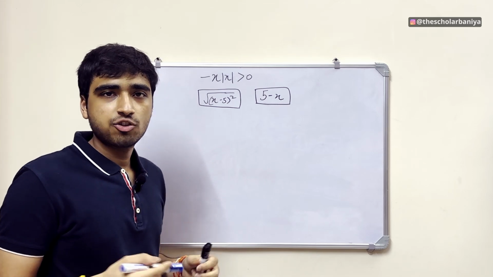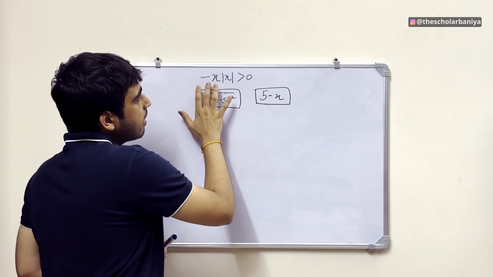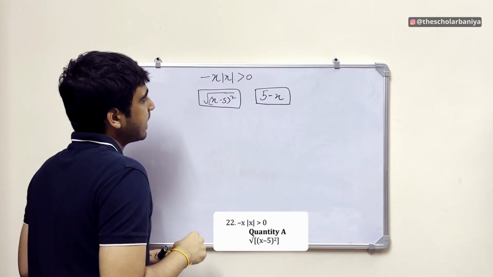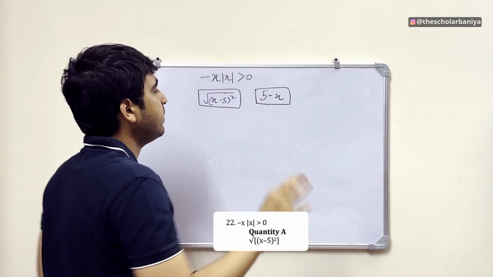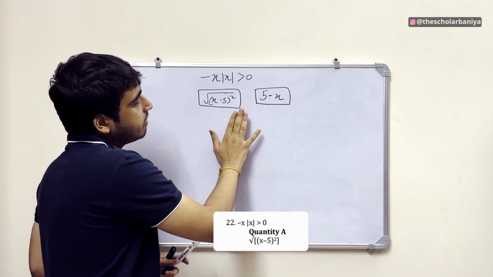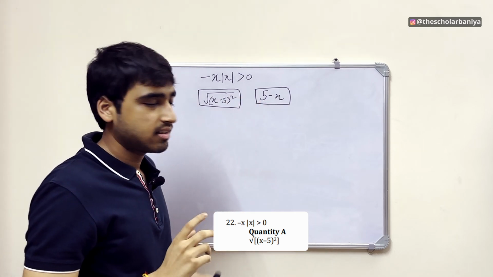So moving on to the next question, guys. It is given that minus x mod x is greater than 0, and we have to determine the relationship between root of (x minus 5) square and 5 minus x, right?